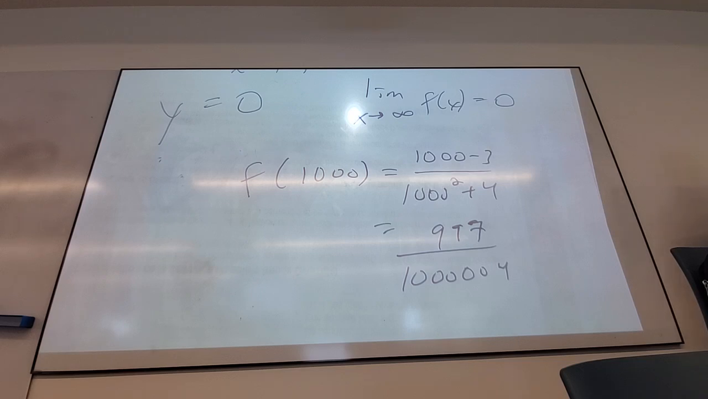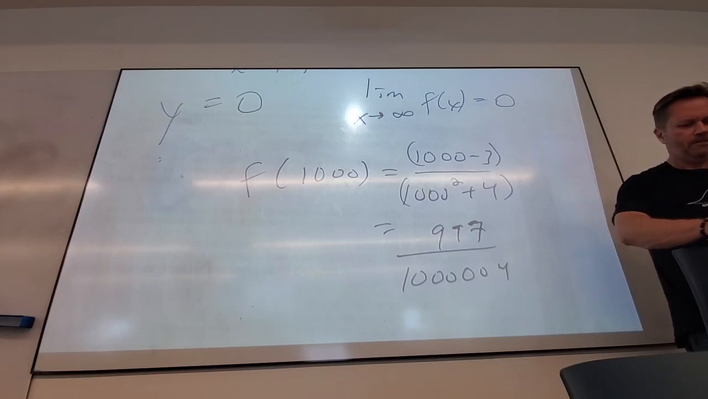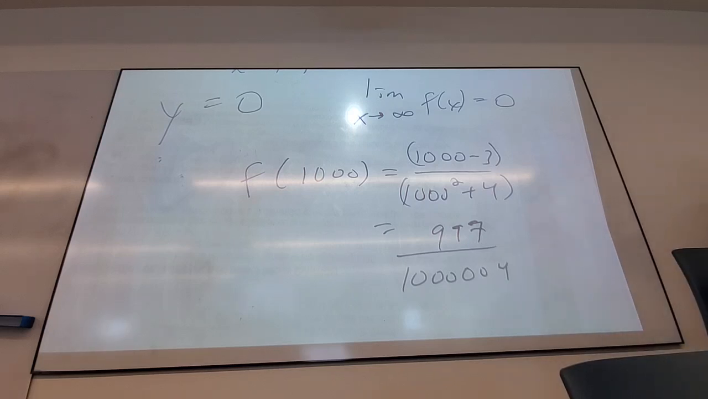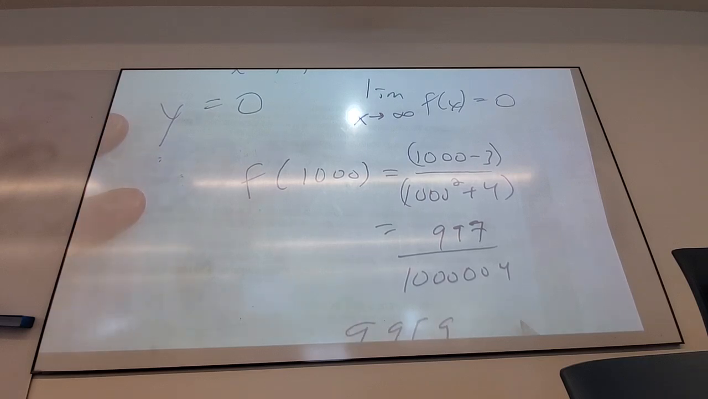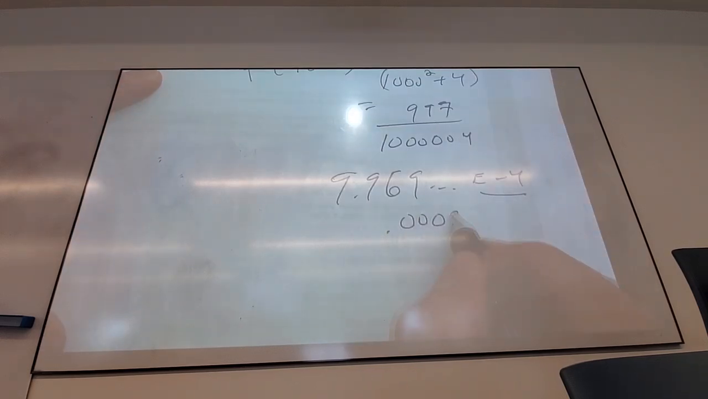Does everybody understand what I'm doing? I'm putting a really big number in. If you're careful when you put this in, you have to put parentheses around it, yes? Okay, let me do it. What do you got? 9.9699601, and what's at the end? E to the negative 4. So that means times 10 to the negative 4. Would you agree that's pretty small?